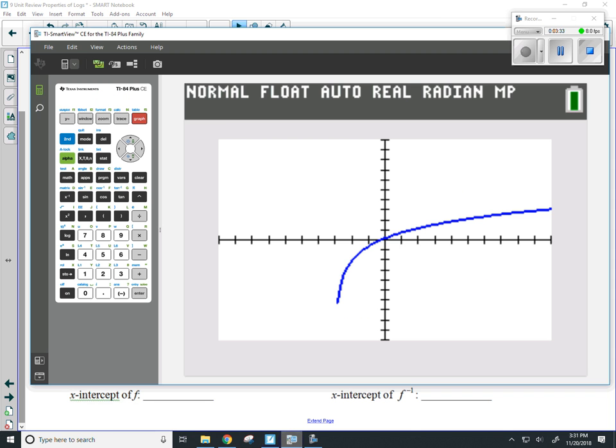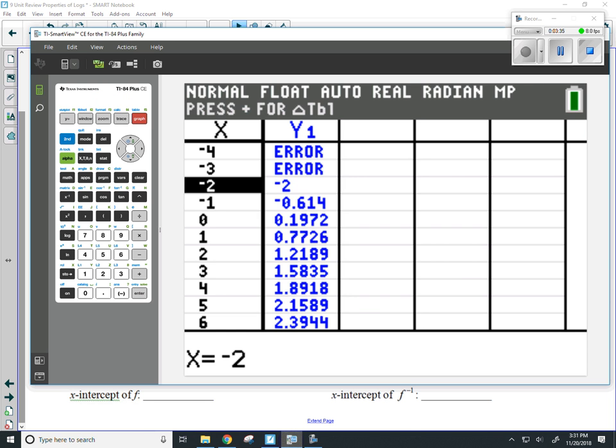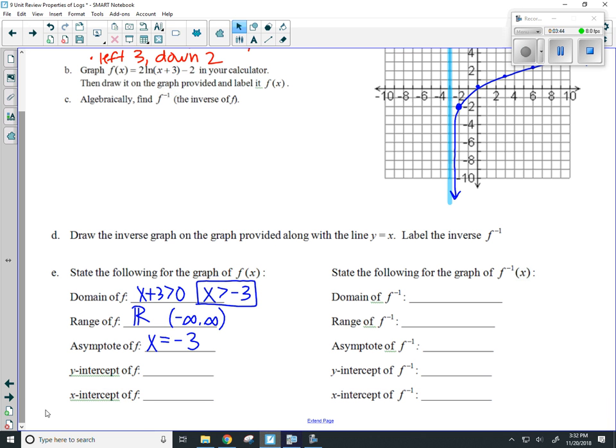Your y-intercept, let's go back to our table. The y-intercept you should be able to find in your table. It's wherever 0 is in the x column. So (0, 0.1972).